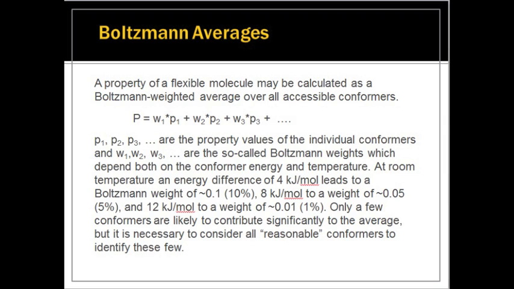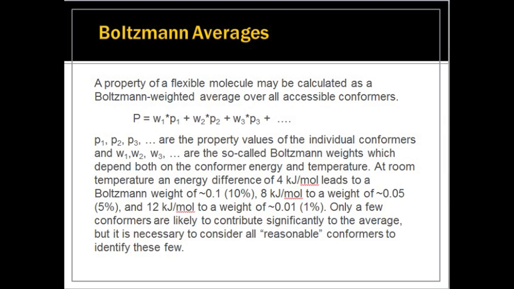At room temperature, an energy difference of 1 kilocalorie, 4 kilojoules, corresponds to a difference in weights of about a factor of 10. So if you have two conformers that differ by 1 kilocalorie, one's going to be 90%, the other one's going to be 10%. The point I want to make is that small energy differences, just a few kilojoules, are the difference between something being an important contributor and completely unimportant.